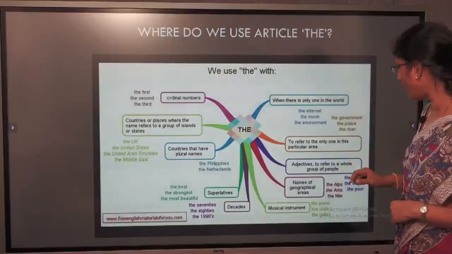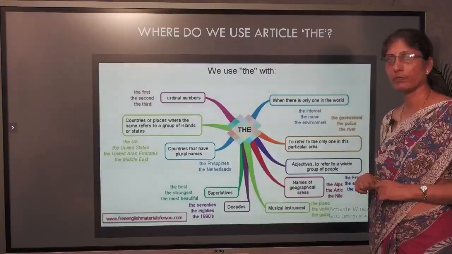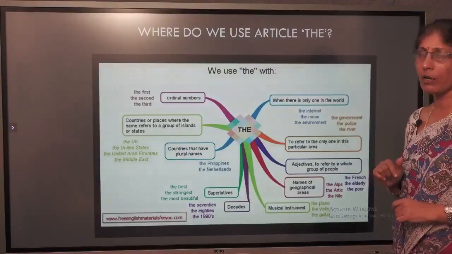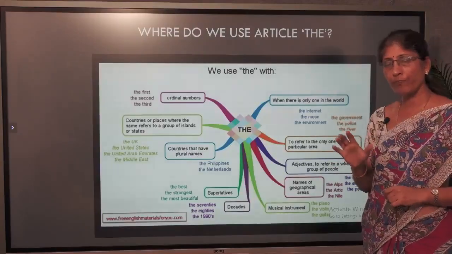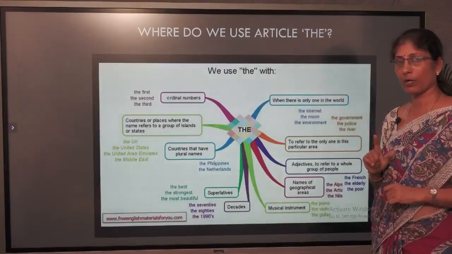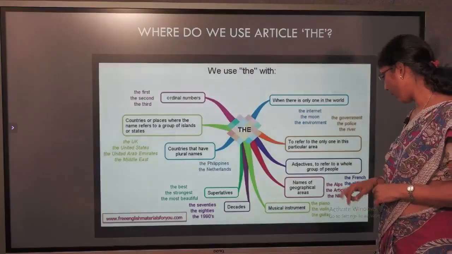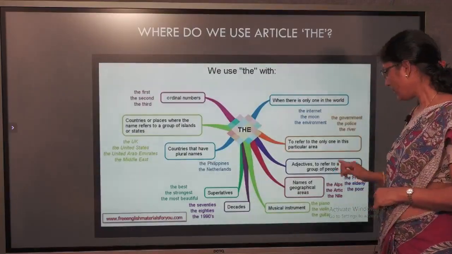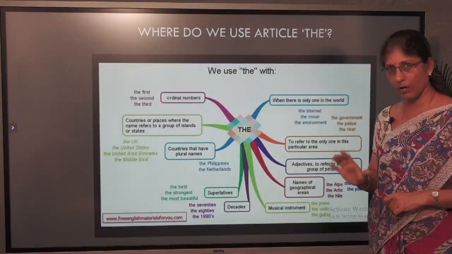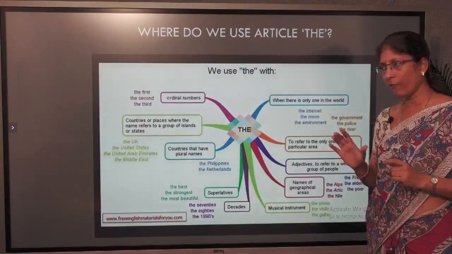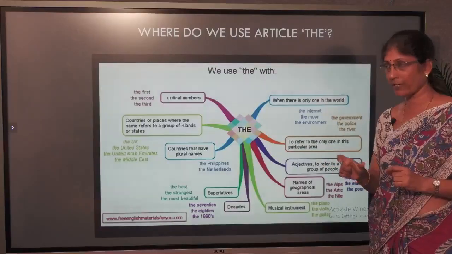To refer to the only one in this particular area: the government, the police, the river. In your area there is only one, and rivers and oceans also we use the, because they are only one. Next, adjectives to refer to a whole group of people. Here, French. France is a noun, the name of the country. French means it's an adjective. We say French people, French language.